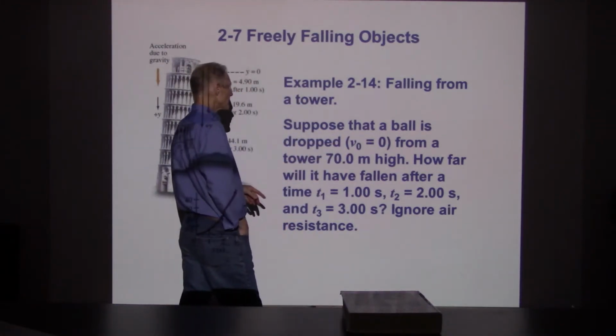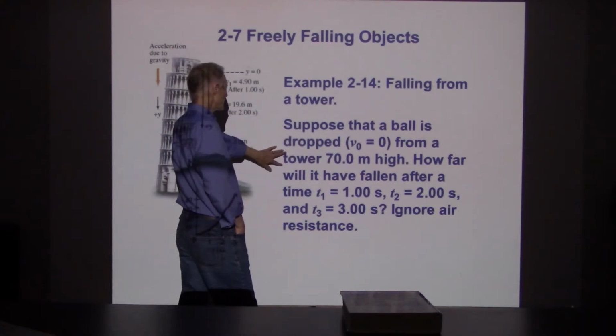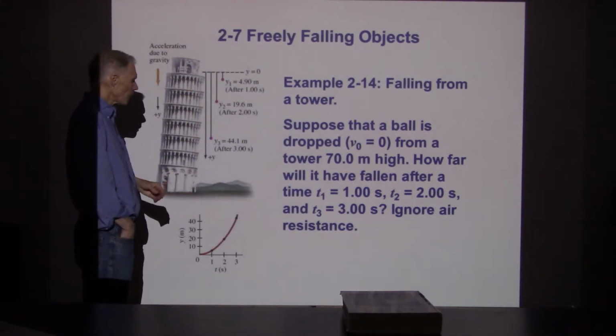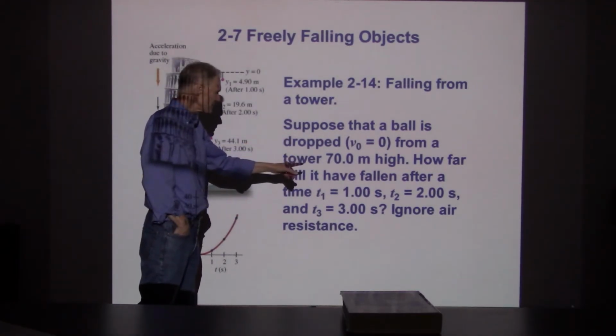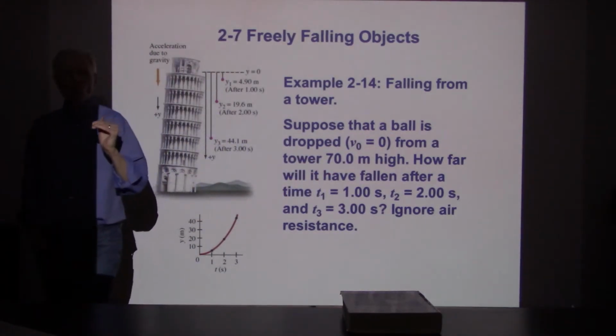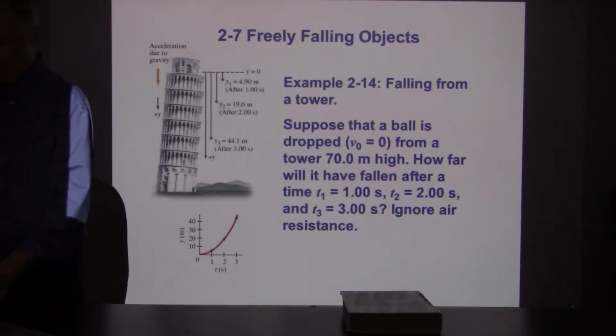From, I think they got, is that a v? I guess it is. Looks like a Greek letter. So the v here, the starting velocity, is 0. The tower is 70 meters high. How far will it have fallen after 1 second, after 2 seconds, after 3 seconds? And there's the key item: ignore air resistance. So I'm going to ignore air resistance on this one.